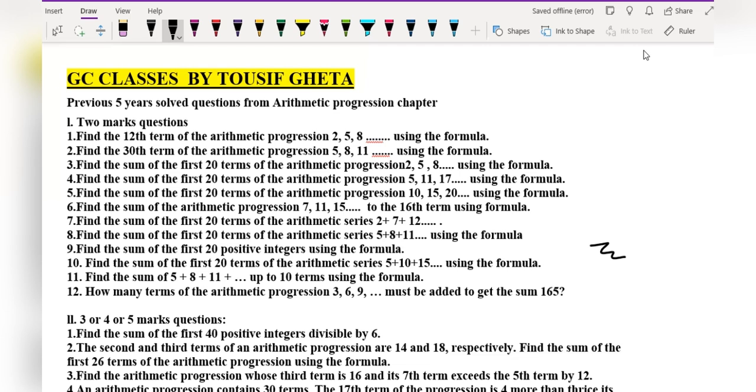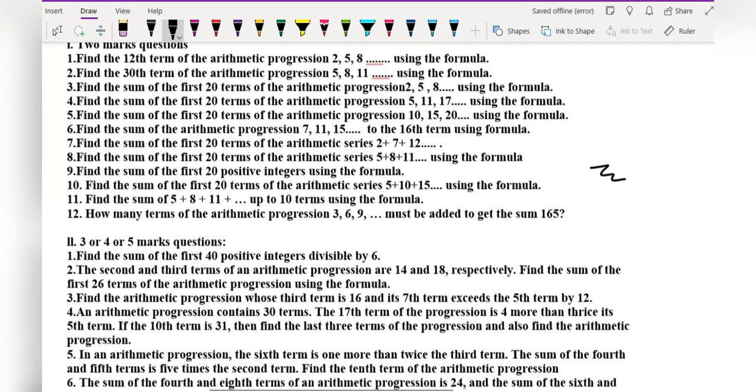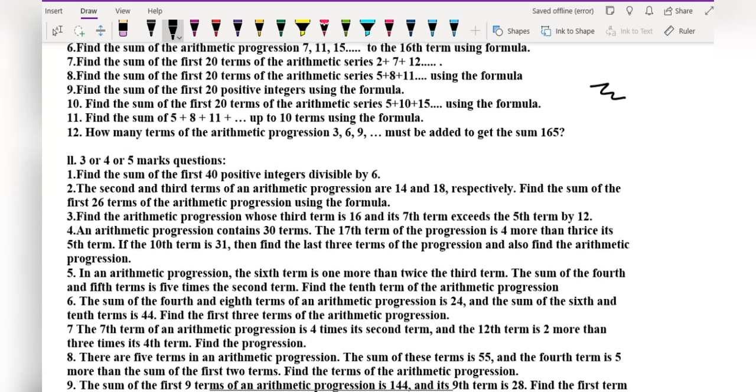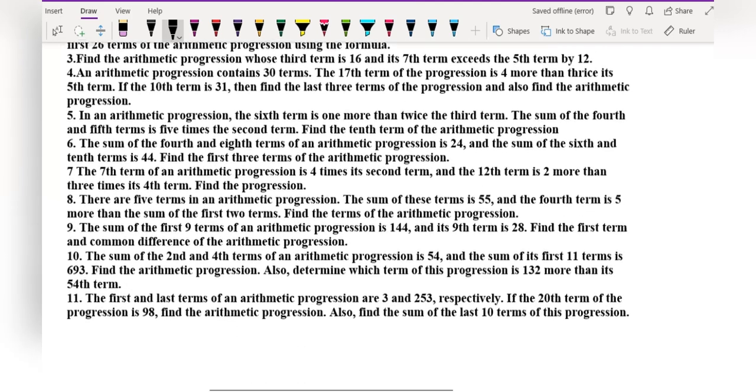This year, even the questions will arise from these questions itself, but the values may be different. The concept will be the same. Okay, let us see one by one. Here is the list of the problems which we are going to solve in this video, the first 12 problems, and if you want you can take a screenshot of these problems. After scrolling completely down, we'll be solving them one by one.